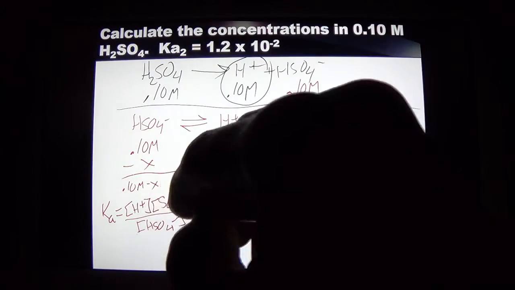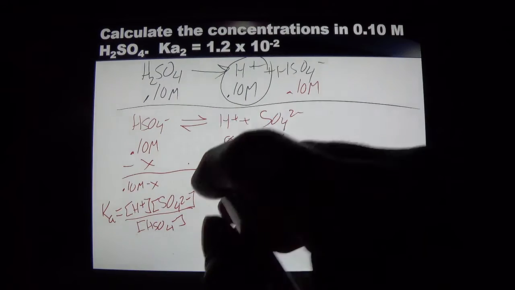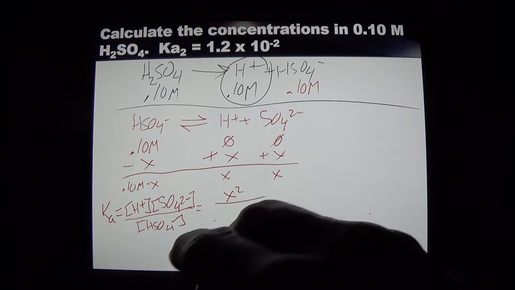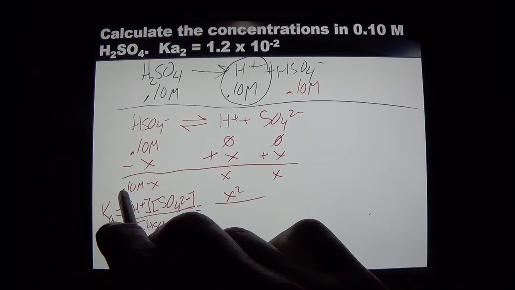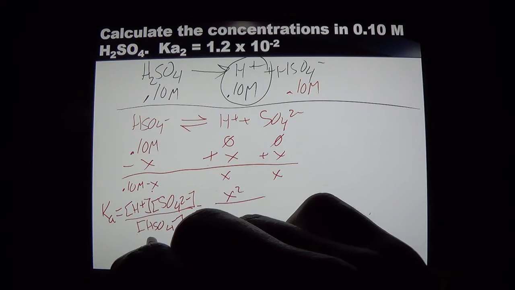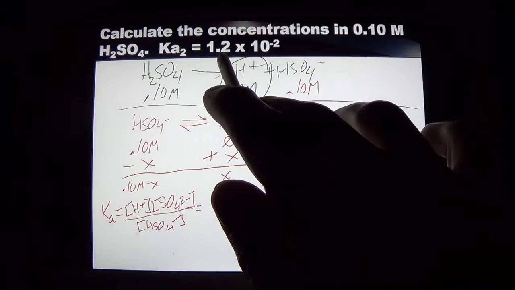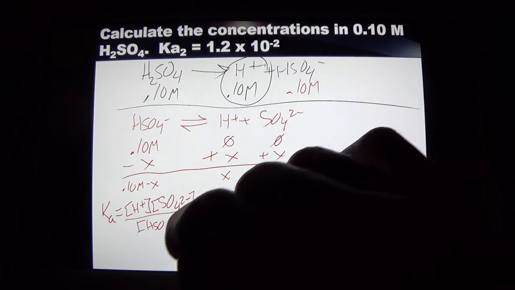I have all 1s, so I have no exponents. And on top I have x squared, and on bottom, 0.10 molarity minus x. Okay, can I assume that x is going to be small? Well, check out our Ka. That's just times 10 to the minus 2.